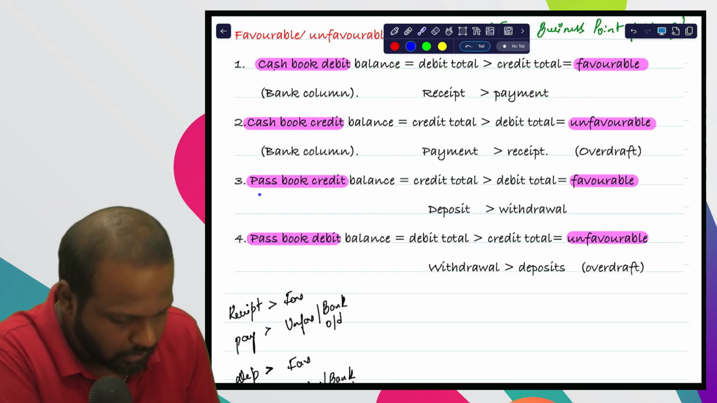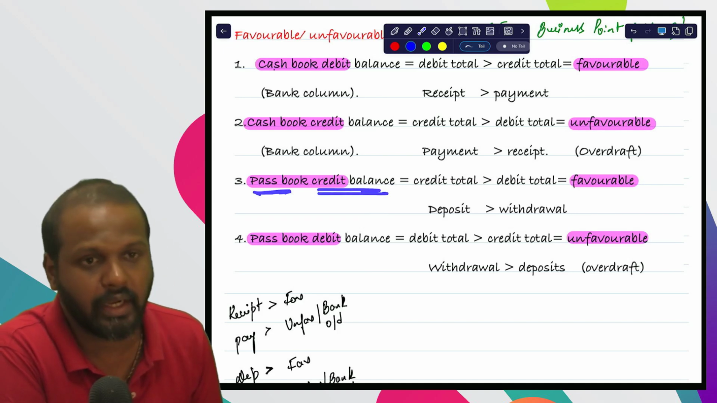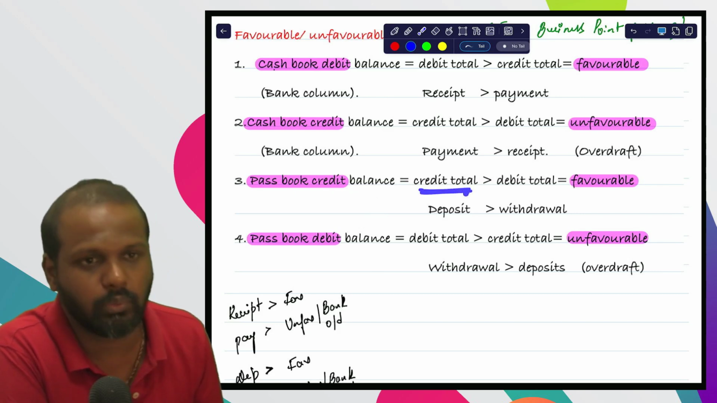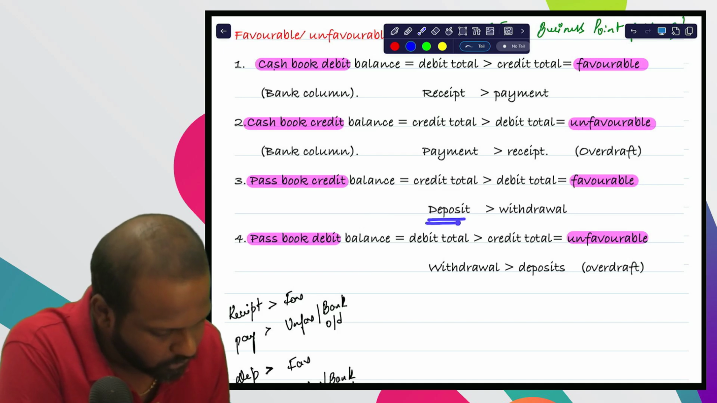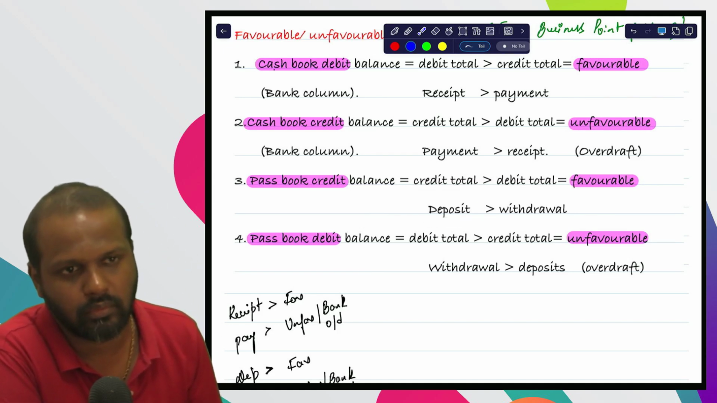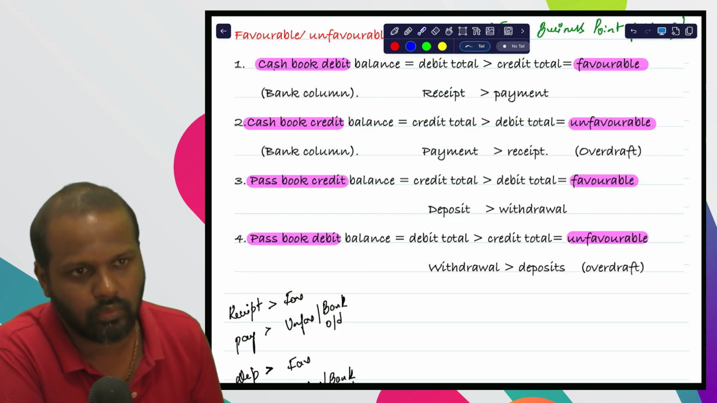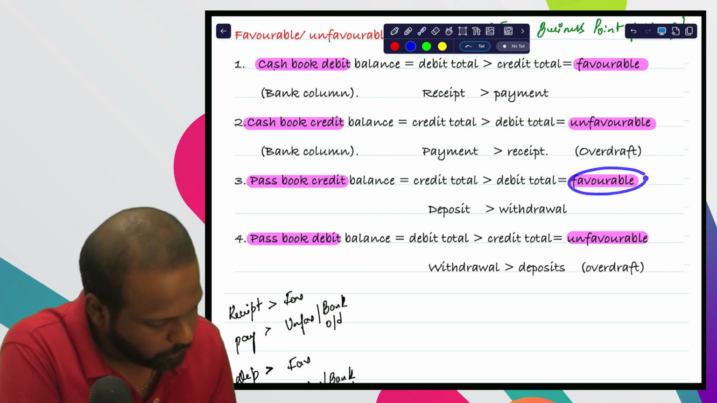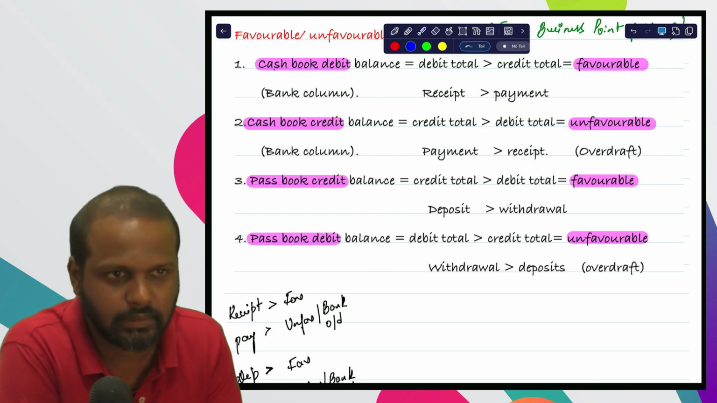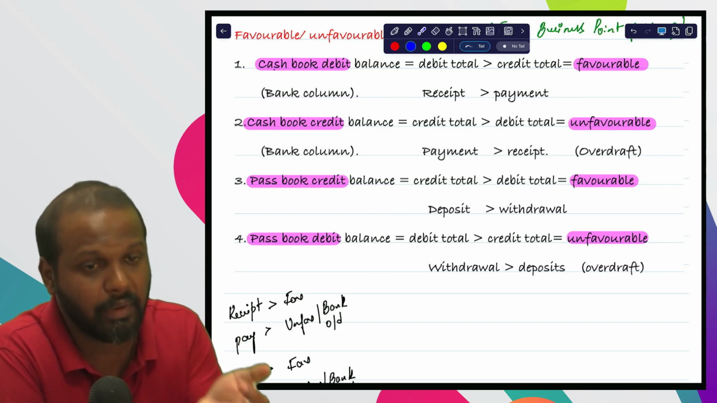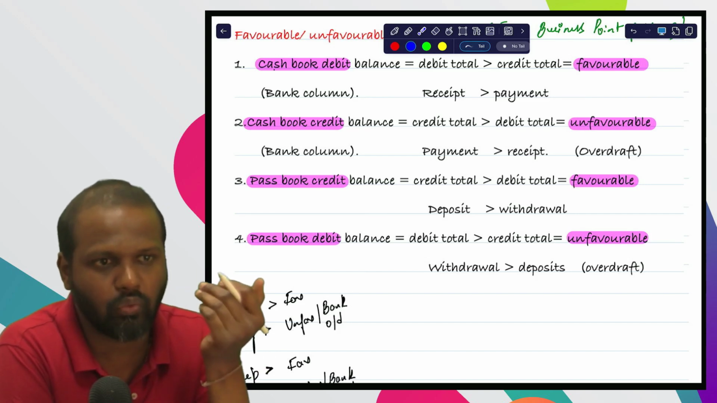Next, let us say they give passbook credit balance. Credit balance means what? Credit total is more. Credit total more means what is more? Deposits are more. Deposits more means it is called which balance? Favorable balance. If you deposit more and more money into the bank account, your bank balance will increase. Withdrawals are less, but deposits are more, favorable.